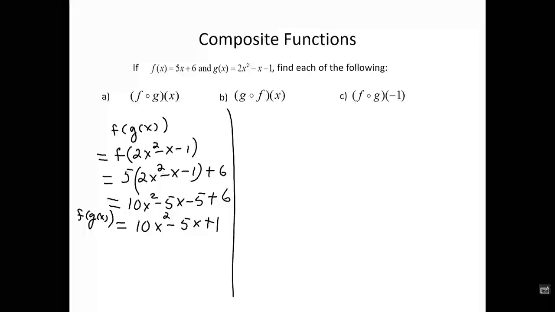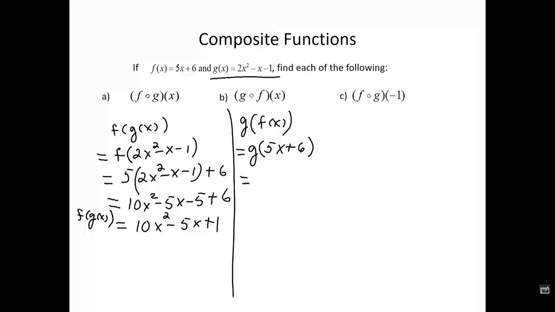In the next example, we're now composing g with f. So g composed with f is really g of f of x. f of x now is 5x plus 6. So for f of x, we just substitute 5x plus 6. So now we want to evaluate the function g at 5x plus 6. g is defined to be 2x squared minus x minus 1.